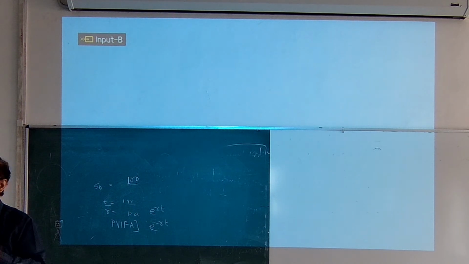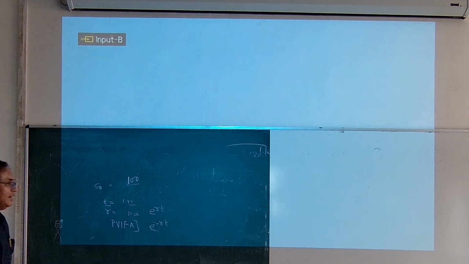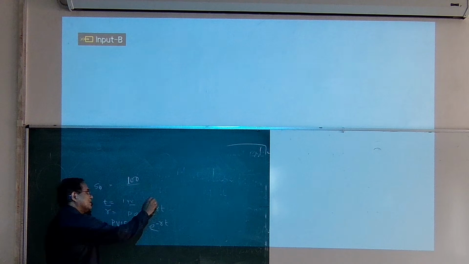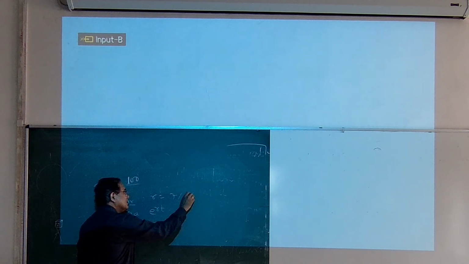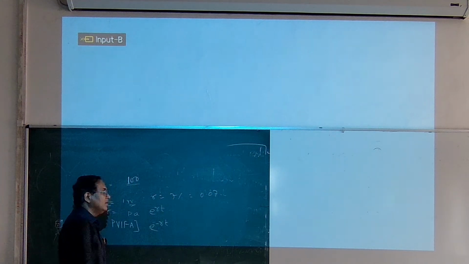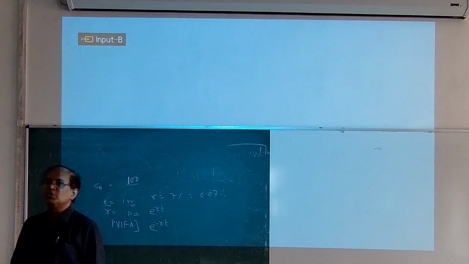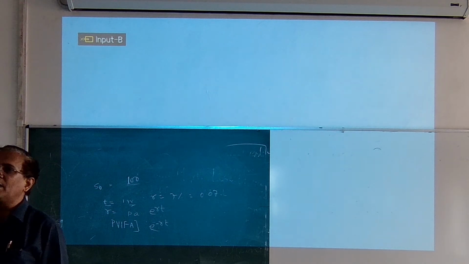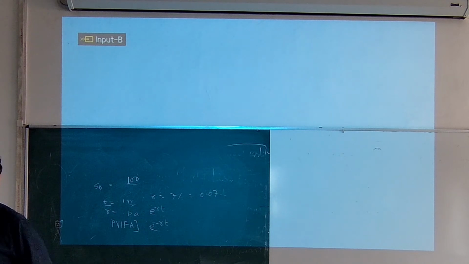So for me, R in a normal condition we consider as the risk-free rate. Assume 7% is the risk-free rate. So R we will take as 7%, which is nothing but 0.07, and T as we mentioned is 1 year. So e to the power RT will be e to the power 0.07 into 1, that is e to the power 0.07, which gives you the value you can calculate, 1.072.